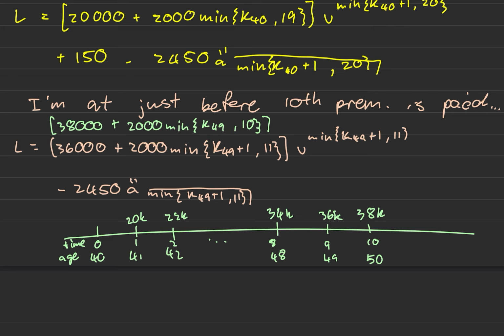So let's take K49 to be 0 again. Okay, so this person dies aged 49. That means that I'm taking the minimum of 0 and 10, which is 0, and then 0 times 2,000 is 0, plus 38,000 is 38,000, which is the same as this amount here, which is the same as what I got when I plugged K49 equals 0 here. So those two things are equivalent. Okay, makes perfect sense.